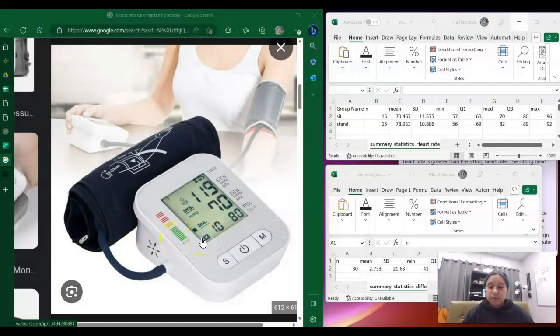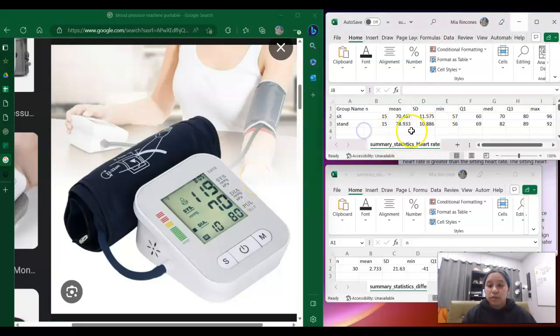So what I first did was gather my materials. I had a blood pressure machine. A blood pressure machine doesn't only track your blood pressure, but it also tracks your pulse, which is what I used it for. I got a group of 30 people in total. Each person had to grab a slip that said to sit or stand, and for that, I checked their heart rate. Then I put it all into the data.